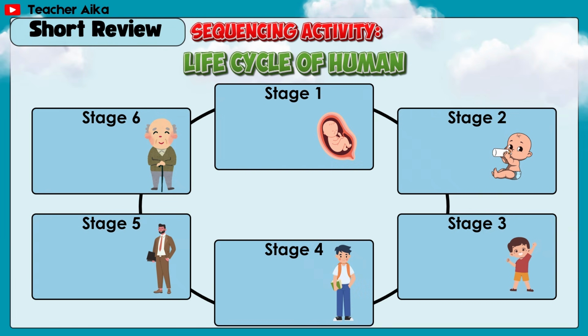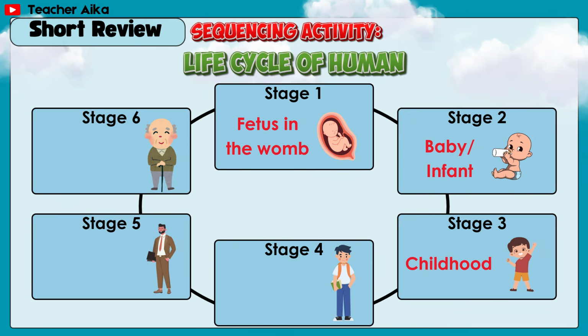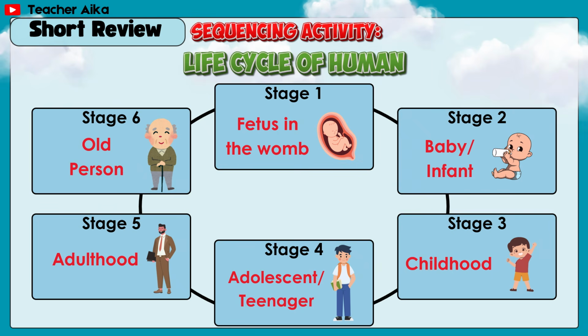Let's answer the life cycle of human. Stage 1, fetus in the womb. Stage 2, baby or infant. Stage 3, childhood. Stage 4, adolescent or teenager. Stage 5, adulthood. And stage 6, old person.